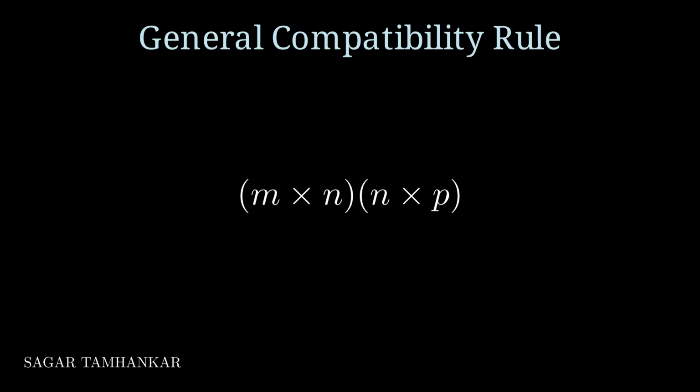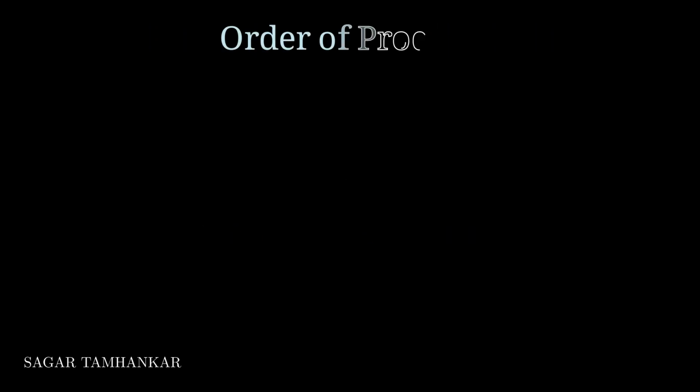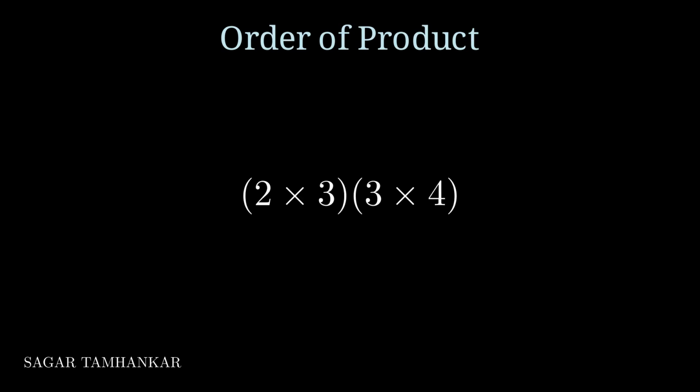Let us now generalize the compatibility rule. The number of columns of the first matrix must equal the number of rows of the second matrix. The inside numbers match, therefore multiplication is possible. The order of the answer comes from the outside numbers. Therefore the product will be a 2 by 4 matrix.